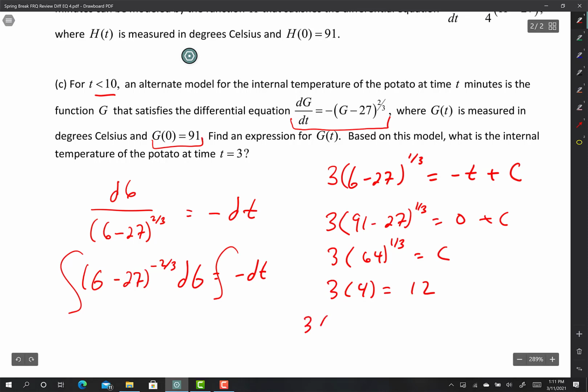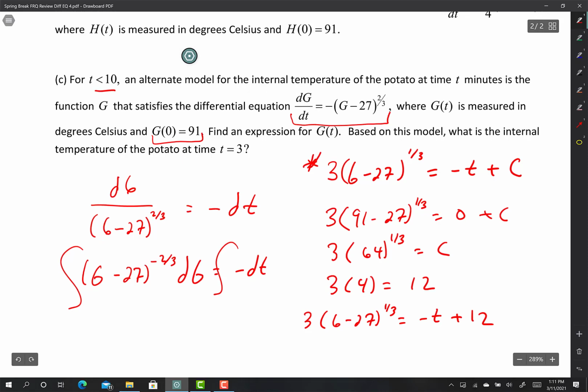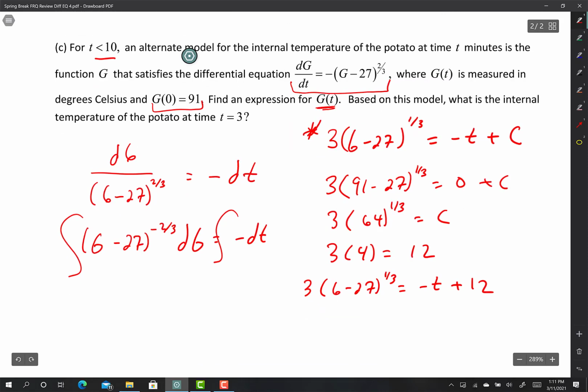So I'm going to continue it right there from that guy. 3 times (g minus 27) to the 1/3 equals negative t plus 12. I'm going to divide by 3 because we're trying to solve for g of t, see? So I'm going to divide by 3.